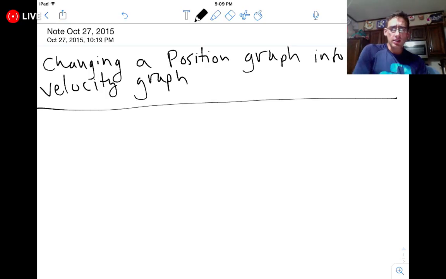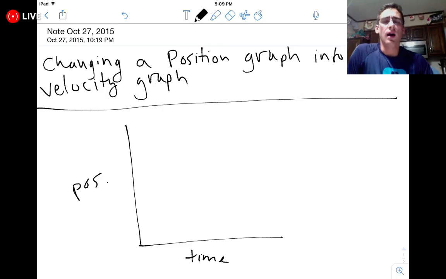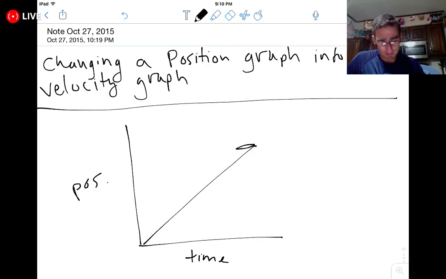The first thing we want to talk about is positive velocity versus negative velocity. So I'm just going to draw a position versus time graph. That's time, that's position. We have two basic things that happen. We could either have an uphill line or we could have a downhill line.